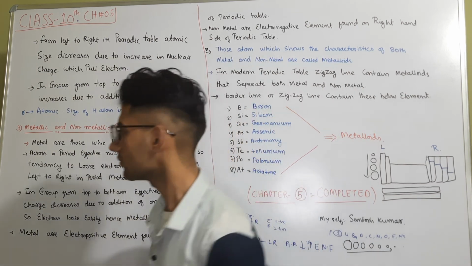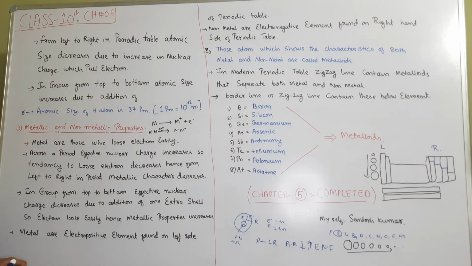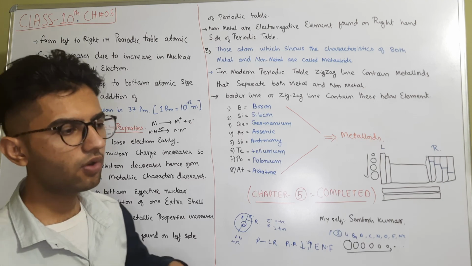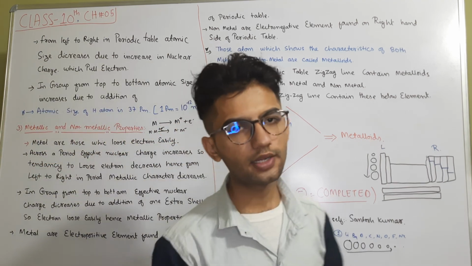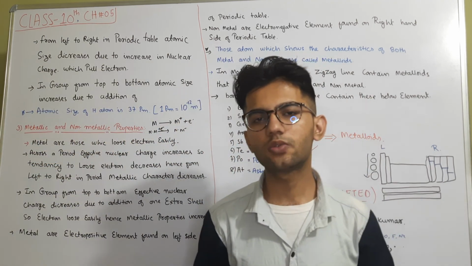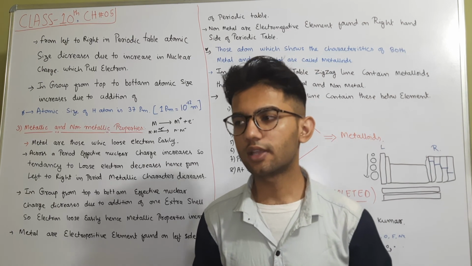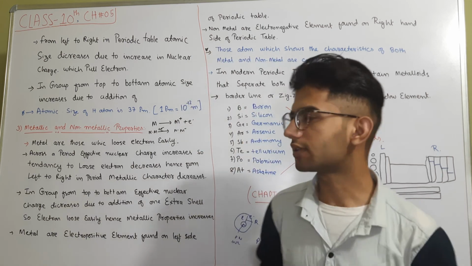Okay. The next and last topic of our chapter is metallic and non-metallic properties. We have already learned about metals and non-metals in the 8th and 9th classes, and we will learn about them again in the first chapter, named chemical equations or reactions.